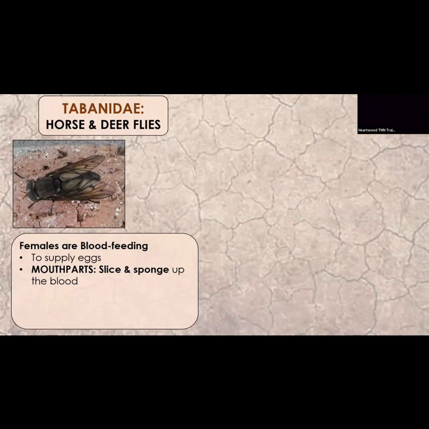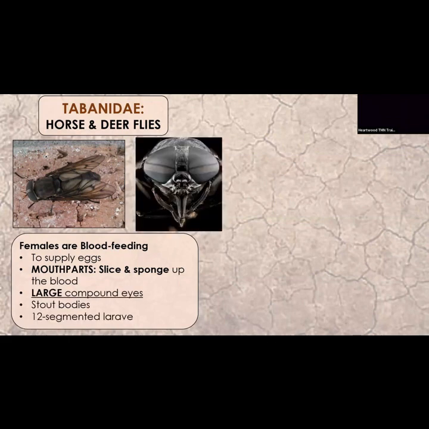So other flies like Tabanidae, horse and deer flies. Those are the ones with really big eyes, and also the ones that bite you. Yeah, because they're blood feeding flies. So it's your females that are your blood suckers because they're trying to supply blood to their eggs. And they will have the mouth parts that slice and sponge up the blood, but Tabanidae have those very big compound eyes. That is how you can identify them.